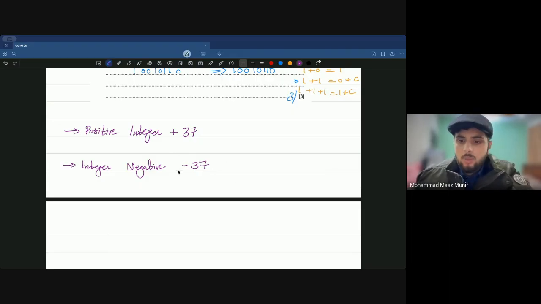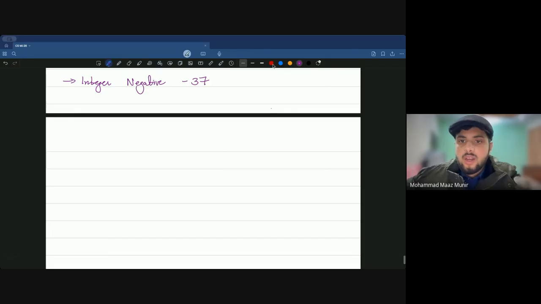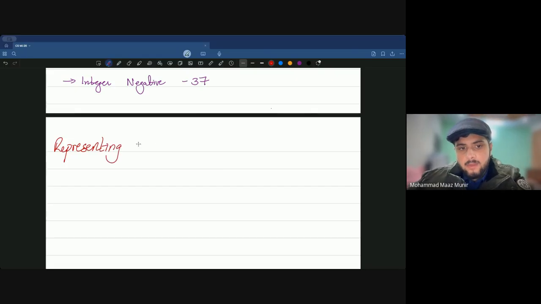Definitely, it's not the way we were writing positive 37, because positive 37 and negative 37 are two different things. So now to represent binary negative numbers, there is a whole method which we are going to be studying right now. So let me write the heading, representing negative numbers in binary. Now there are basically two ways of representing a negative number.